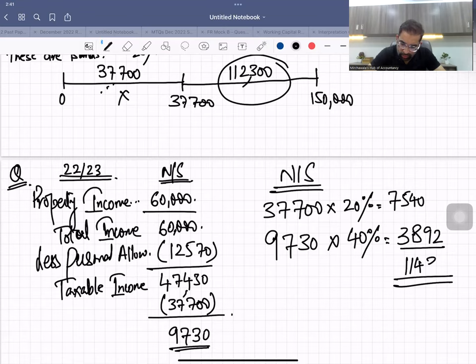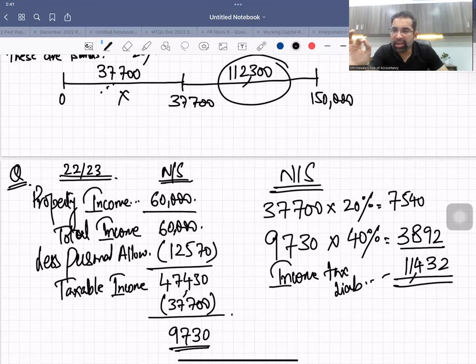Your first question is done. Income tax liability. Now just giving you one piece of evidence that we have calculated tax on the complete 47,430. Students, please take out your calculator and check. If you add these two numbers, 37,700 and 9,730, you will get 47,430. That means we have calculated tax on the complete 47,430.